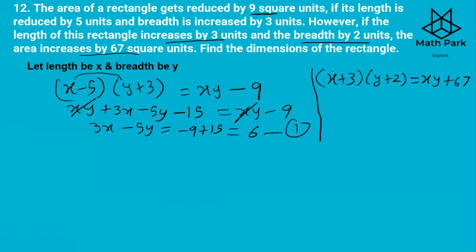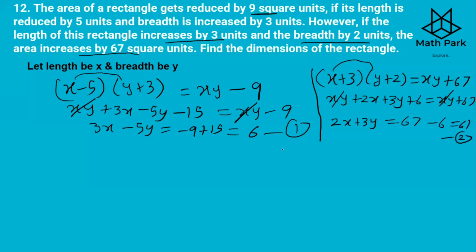So on solving this x into y, we get xy. X into 2, it is 2x. 3 into y is plus 3y. 3 2s are plus 6 is equal to xy plus 67. Again, xy minus xy becomes 0. So we get 2x plus 3y is equal to 67. This 6 goes here, minus 6. 67 minus 6 is 61. This is our equation number 2.